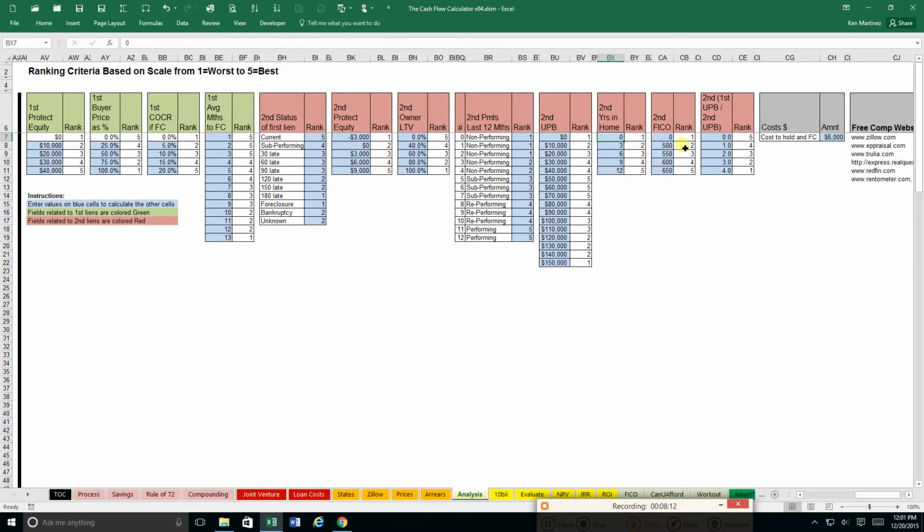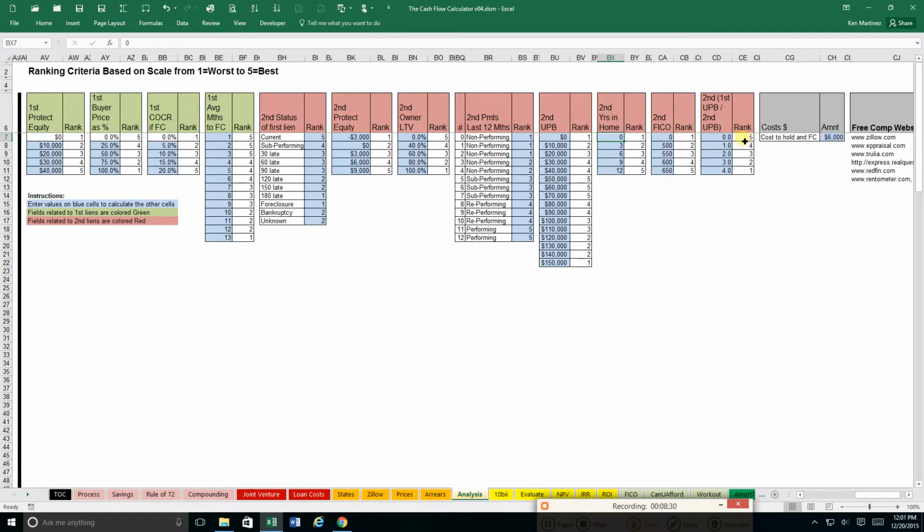The more creditworthy the borrower, the higher their FICO credit score, the more points they would get. So I've just put these scores in, and anything over 650 obviously would be a good thing from a borrower point of view, and they would get the most points.